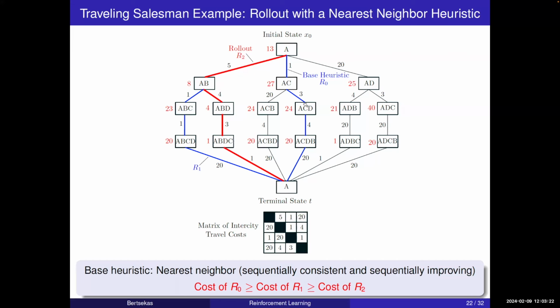Three is less than 20, so we move here. And then from there on, we have no choice. So we get this trajectory R0 that has a cost of 28. So that's the initial trajectory.